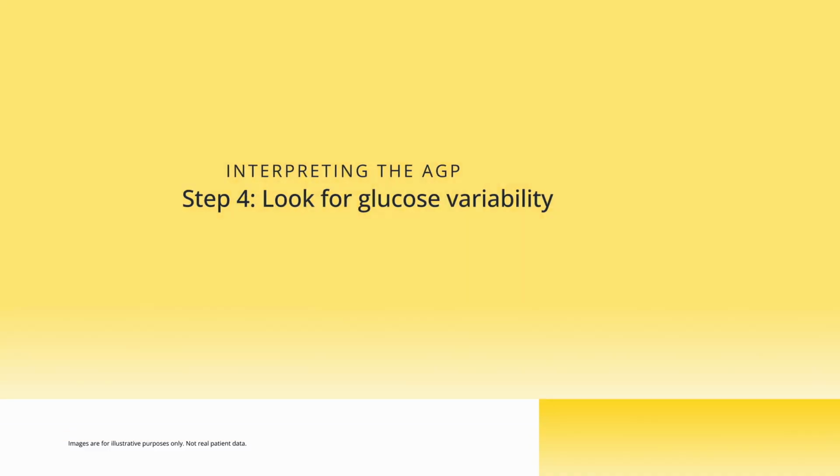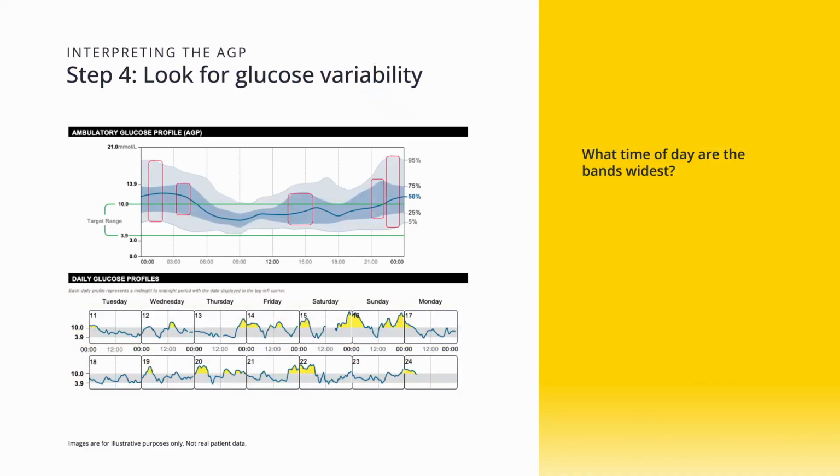It is helpful to look at both intradaily and interdaily glucose variability. Intradaily glucose variability is looking at how much levels swing between low and high in one day. This can be seen on both the daily glucose profiles and the ambulatory glucose profile. Large glucose swings can increase the risk of hypoglycemia.